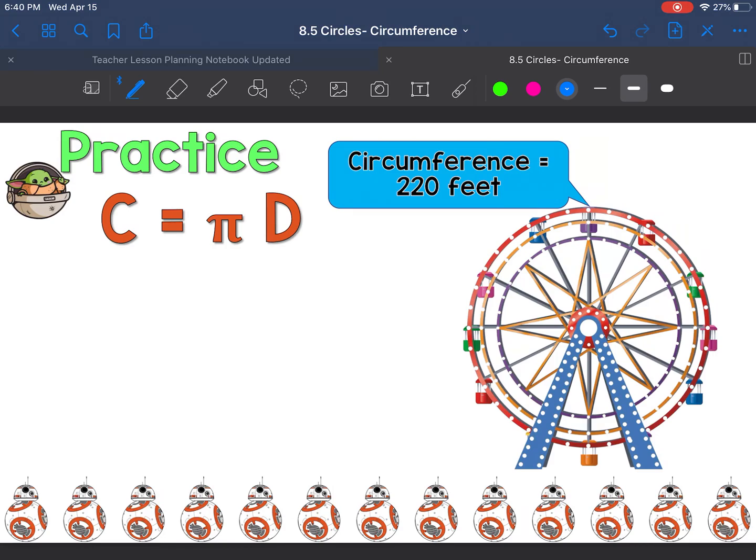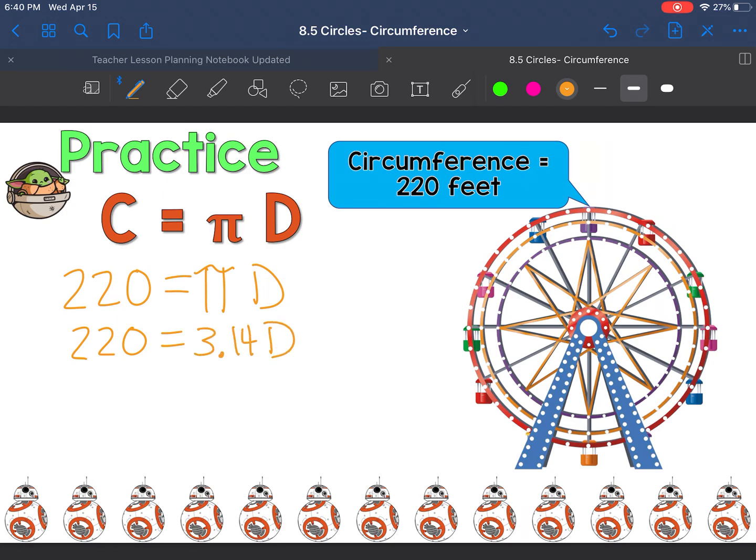So now I have this Ferris wheel. The Ferris wheel has a circumference of 220 feet. So I already know what the circumference is. Now, though, I want to figure out what the diameter is. So I'm going to plug in the information that I know. I know my circumference is 220 feet, and I know that I have pi still. Now I'm going to substitute 3.14 for pi. And I think I'm going to have something that looks kind of familiar.